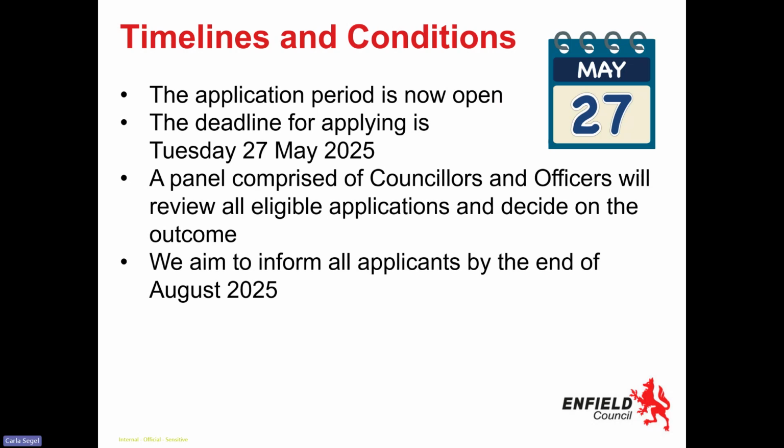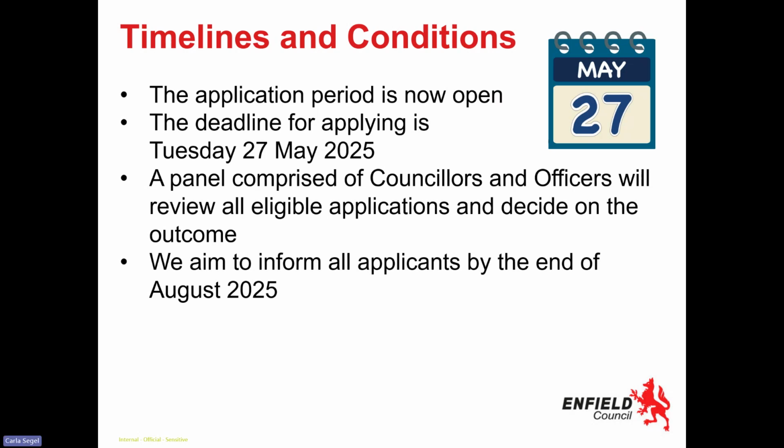A panel will then review these applications, and that panel is comprised of councillors and officers. They will review all eligible applications and make a decision on who they want to award the funds to. And when I say eligible, as I said previously, you must be delivering something in one of the Edmonton wards, you must be a not-for-profit organisation, and you must have included your terms of reference or constitution or annual report and a safeguarding document, if applicable. If you do not meet those items, you will not be eligible and you will not be considered by the panel.